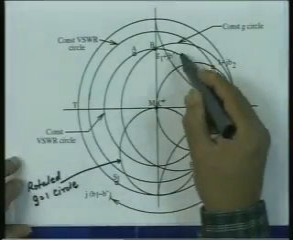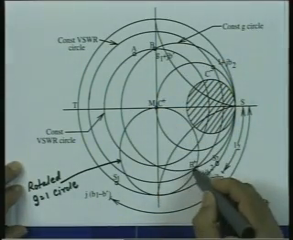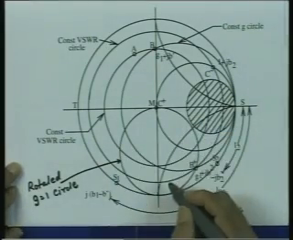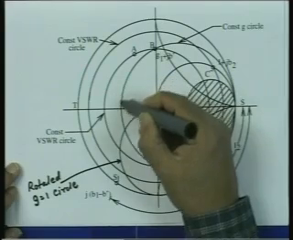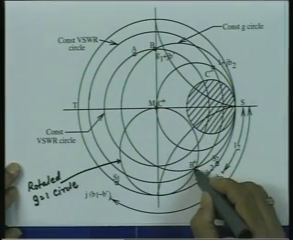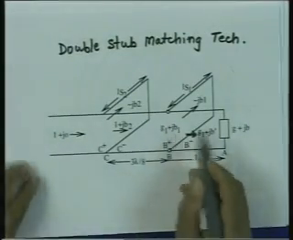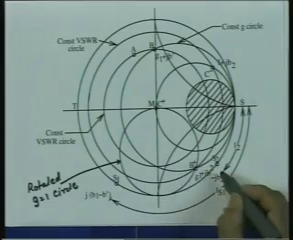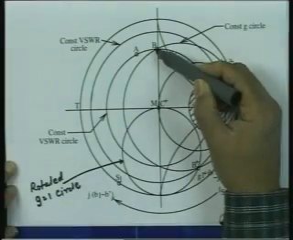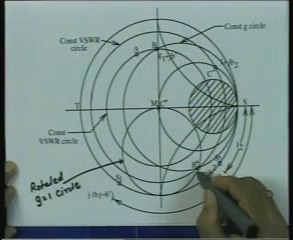So I move on the constant conductance circle passing through B till I reach a location on the rotated G equal to 1 circle. So this is my constant conductance circle. This is the point which is your B plus point. So just beyond the stub, this admittance what you see, that is this admittance. So from point B I move on the constant conductance circle till I come to the rotated G equal to 1 circle.